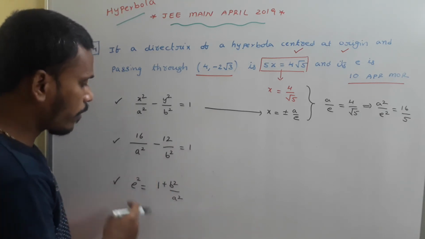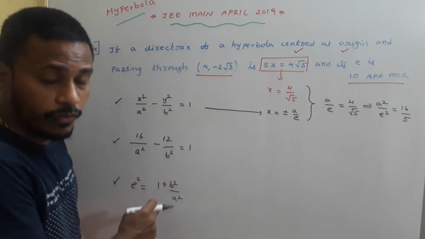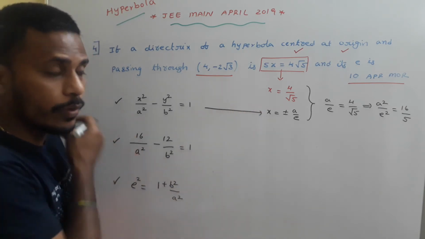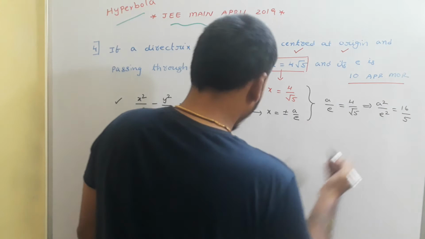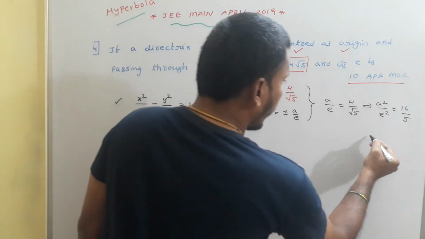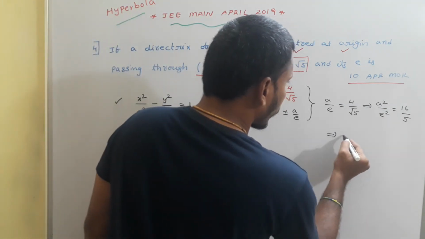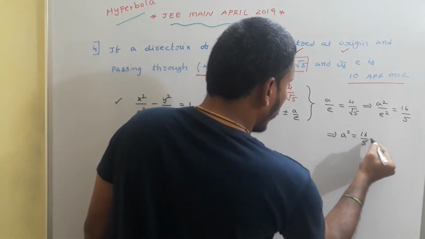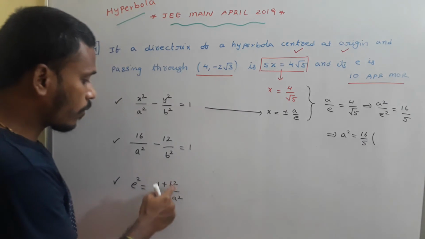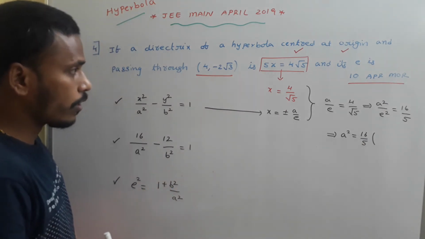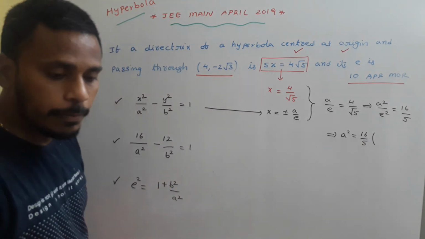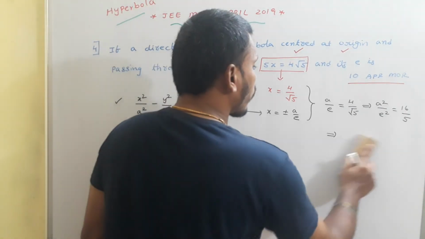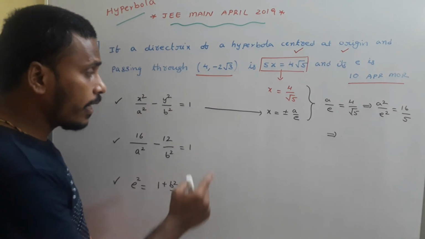First of all, find b square in terms of e from this. We have that a square by e square is equal to 16 by 5, right? From there, a square is equal to 16 by 5 into e square. This is 1 plus b square by a square. I need the relation between e and b. Finally, I am going to make a quadratic in terms of e square. For that, I just eliminate a square.